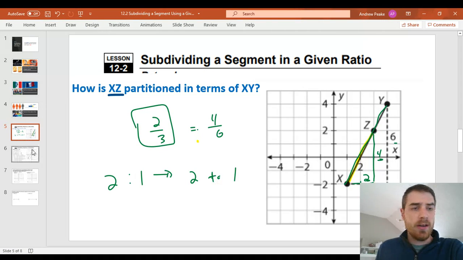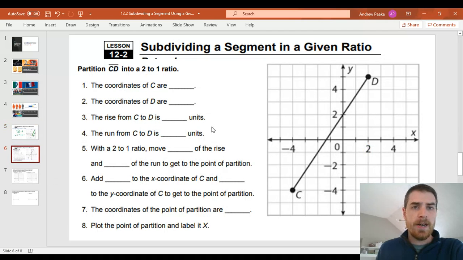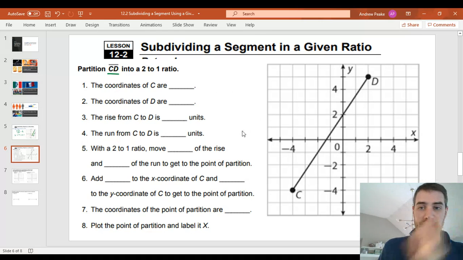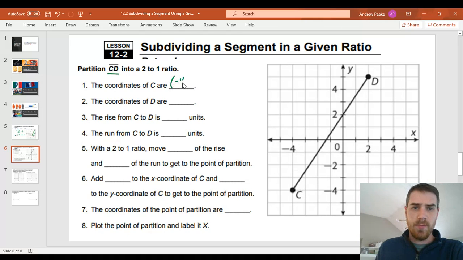So let's look at some other examples. In this case, I'm going to start from scratch and figure out I want to partition CD into a 2-to-1 ratio. So kind of going the other way, we're given the ratio. Now we want to figure out where this point is going to land on CD. So we'll start by finding the coordinates of C. It looks like that's at (-4, -4) for the coordinates of C. And then the coordinates of D look like they're at (2, 5). All right, so I got those.